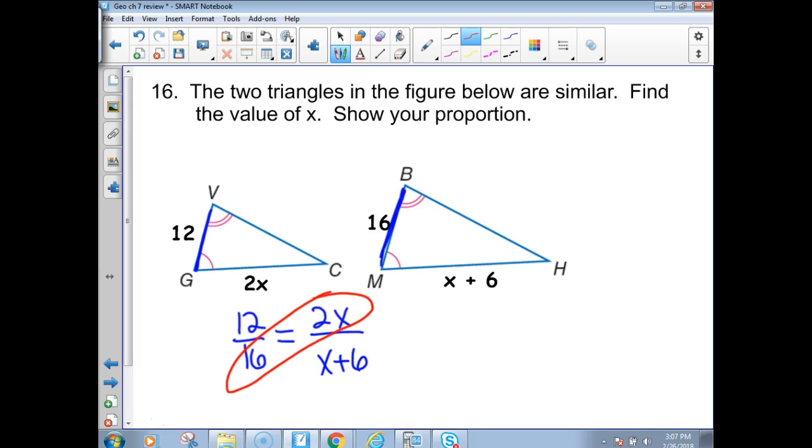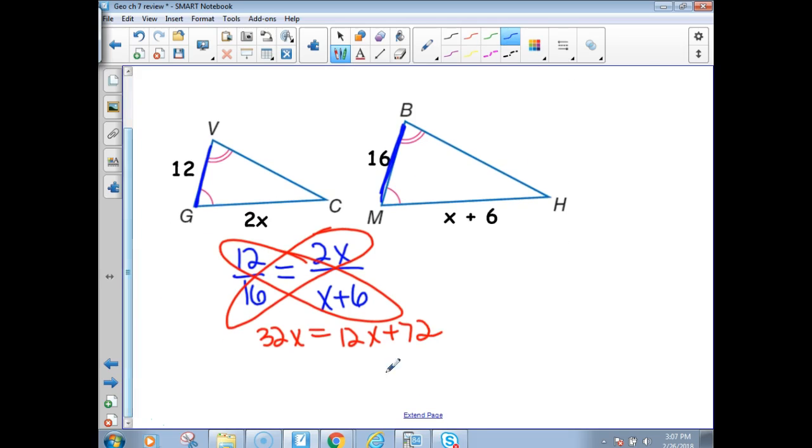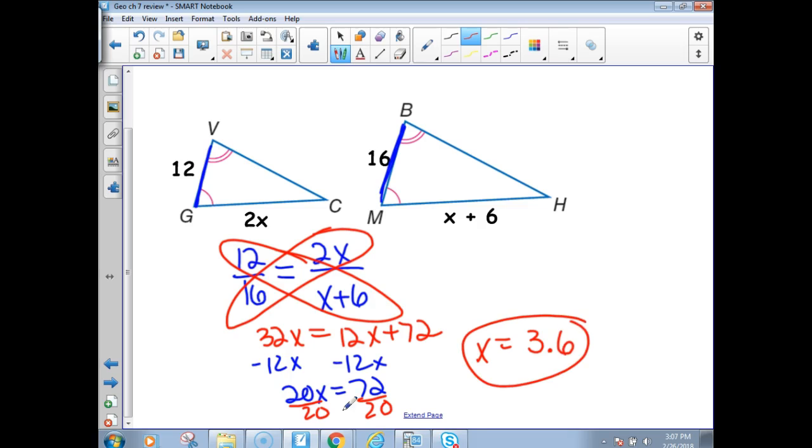If I multiply across, I get 32x equals 12x plus 72. So next I do my algebra, I subtract 12x. I get 20x equals 72, right? Yeah. Divide both sides by 20. We're going to get a decimal. So it's going to be x is 3.6. Is it 6 repeating? No, just 3.6. Okay.